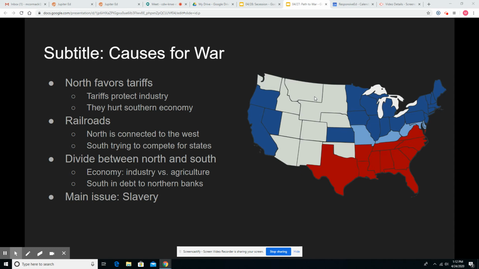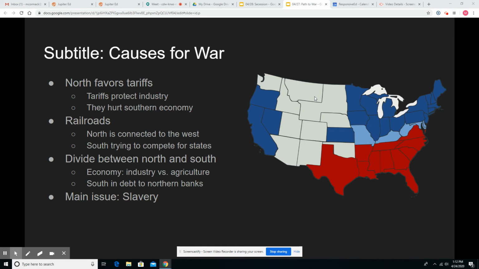Now, this all generally falls under a divide between North and South. The main divide there is the economy. Goes back to that age-old debate between industry and agriculture. So, can you remember who started that debate? It's way back with Jefferson and Hamilton. So Hamilton being the one driving industry and Jefferson wanting to focus on agriculture.